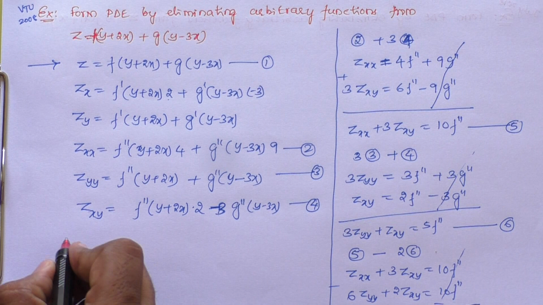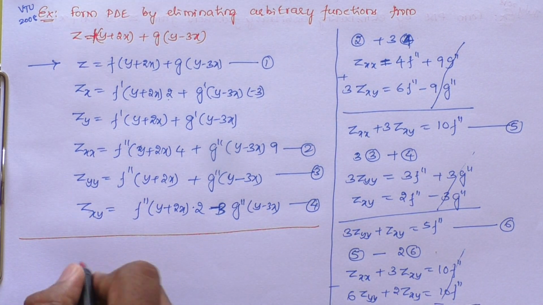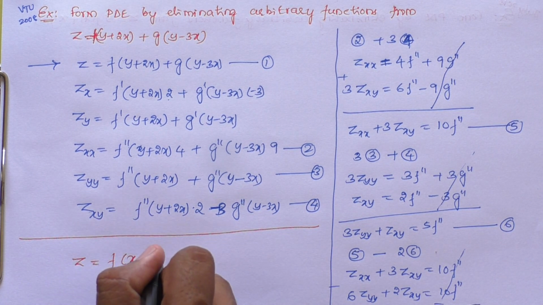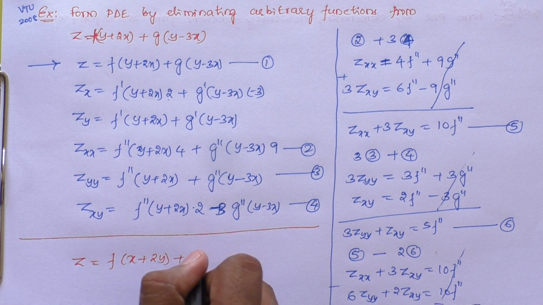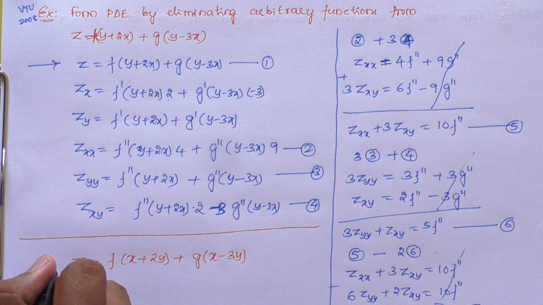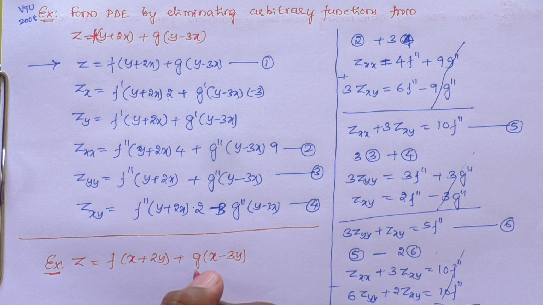In a similar way you can try this one: z equal to f of x plus 2y plus g of x minus 3y. The question is, form the PDE by eliminating f and g from this.